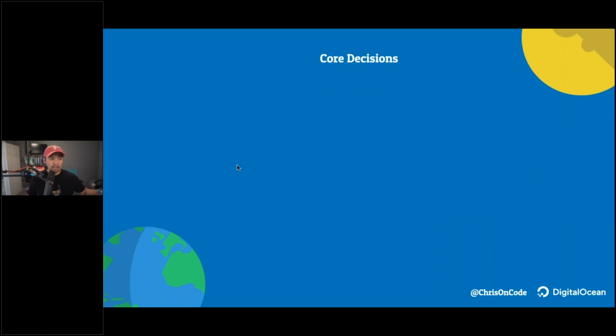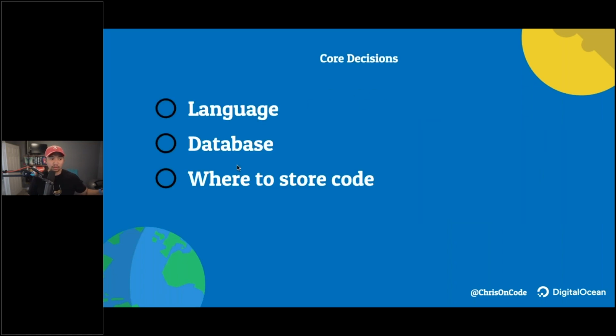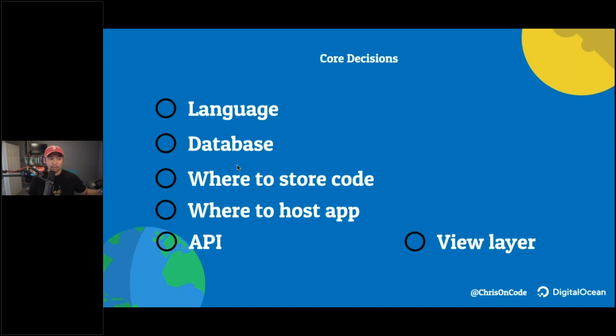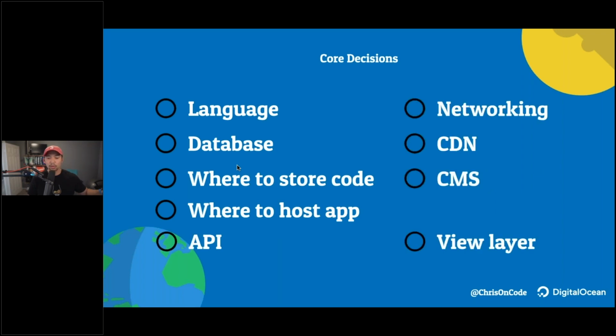So if we go back to core decisions, we have language, database, where to store code, where to host your app, your view layer, API, networking, CDN, CMS, forms. That's kind of core decisions. I know I'm adding a lot more, but now we start to get to a point where, okay, if we wanted to build a SaaS in 2020, there's still a lot of stuff that our applications need for our users to be happy, right? And this isn't all of it.